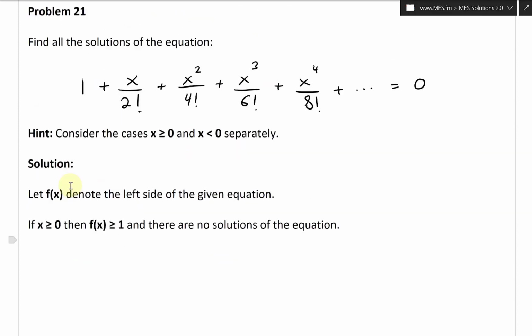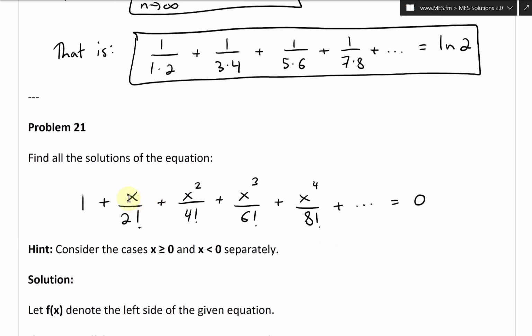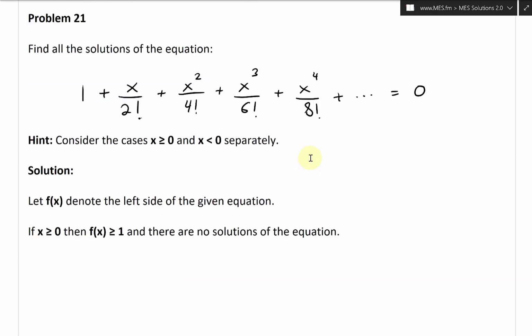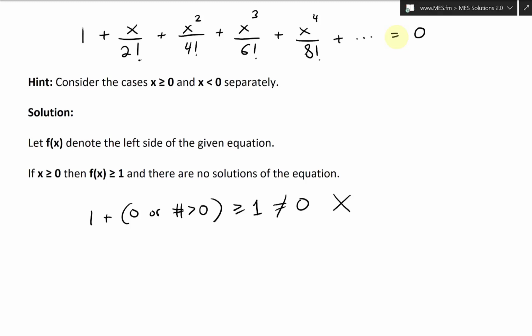So if x is greater than or equal to 0, then f of x is greater than or equal to 1 and there are no solutions of the equation. That's because if you put in x is 0 here, all these go to 0 and you're just left with a 1. And if you put in a number greater than 0, this all becomes just a positive number. So in other words, we have 1 plus 0 or another positive number, so this is going to be greater than or equal to 1. And this is not equal to 0, so it's not a solution.